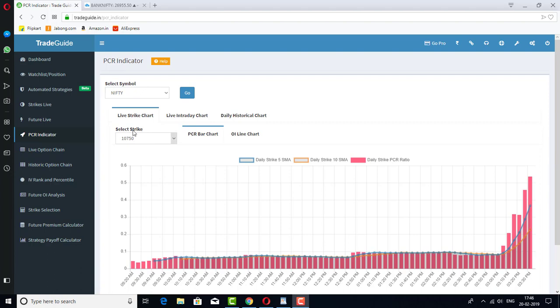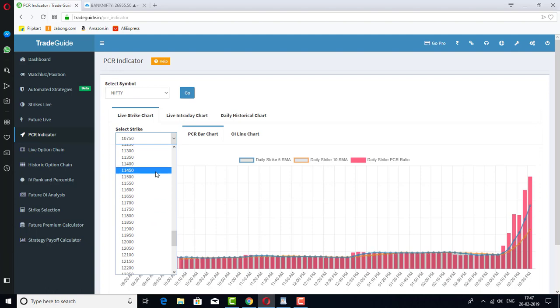So on TradeGuide you have three different tabs here: the live strike chart, the live intraday chart, and the daily historical chart. On the live strike chart you can see the PCR for different, particular strike prices. For Nifty I can see the PCR for 10,750. I can see it for any other strike price which I can select in the drop down menu. I can also see it for 11,000.